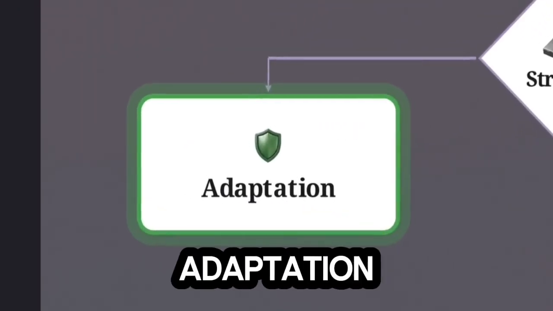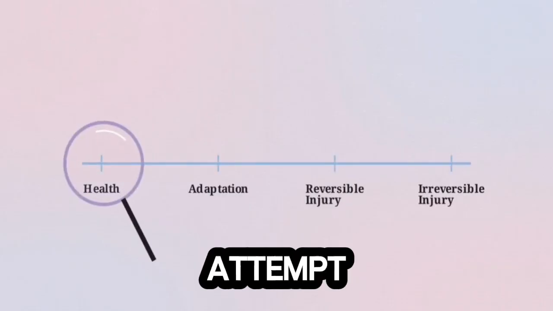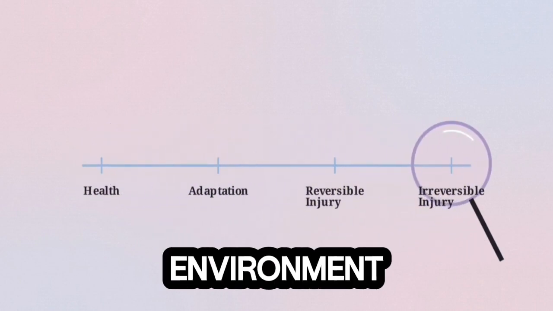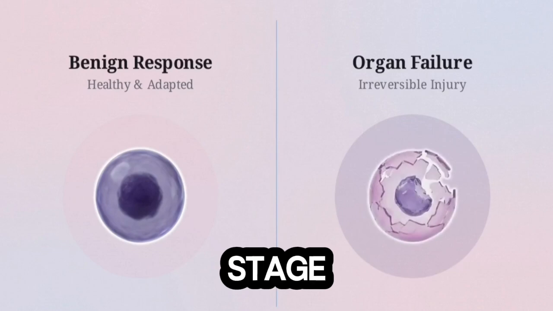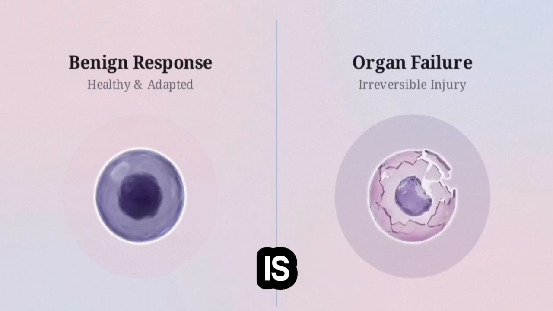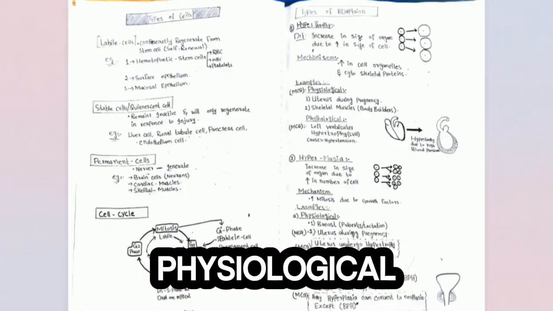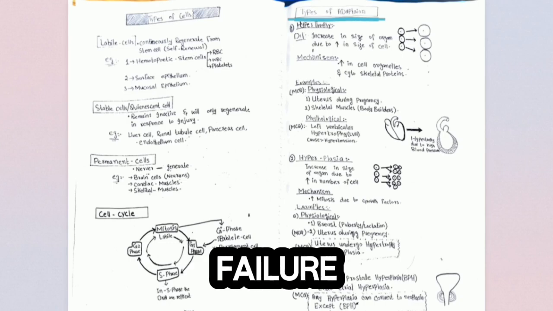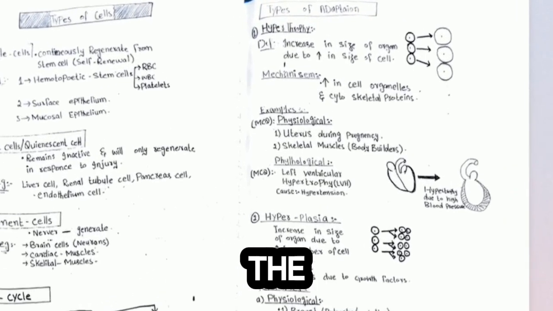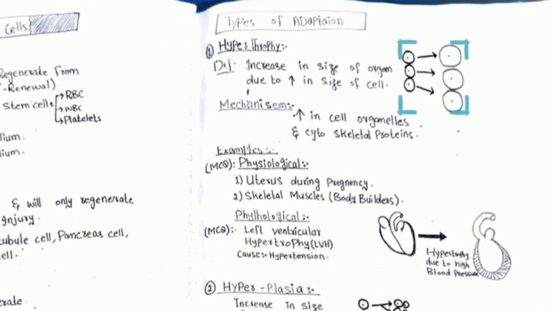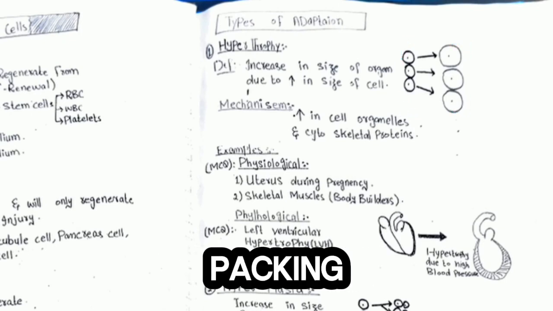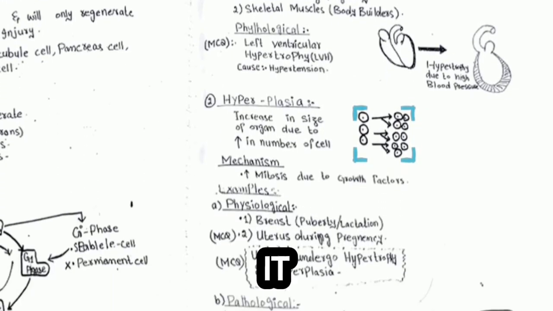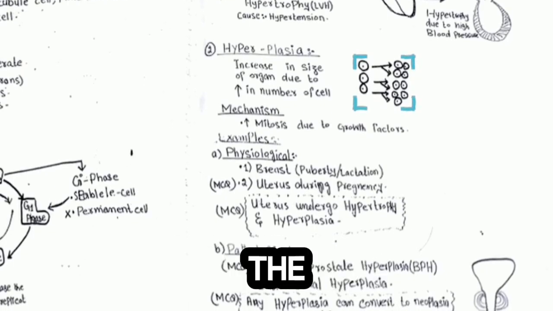Looking closely at the adaptation branch, we see the cell's attempt to survive despite a hostile environment. In clinical pathology, recognizing exactly which stage a cell occupies on this timeline is how you distinguish a benign physiological response from impending organ failure. This diagram outlines the two primary ways tissues grow. On the top, hypertrophy shows individual cells increasing in size by packing in more organelles. Below it, hyperplasia shows an increase in the actual number of cells, driven by mitosis.